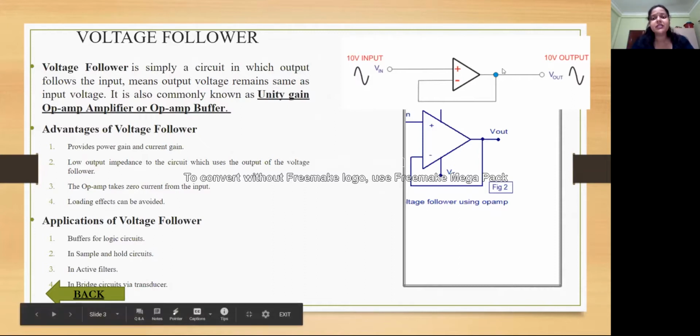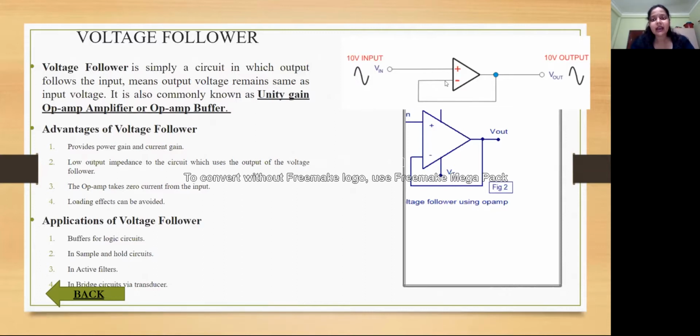Now you can see in this picture the basic diagram of a voltage follower circuit, where we have the same input resistance as the feedback resistance. The main criterion to design a voltage follower circuit is that we must have equal feedback resistance and input resistance, and as a result we have unity gain, right? So whenever we design a voltage follower circuit, the feedback resistance must be the same as the input resistance.